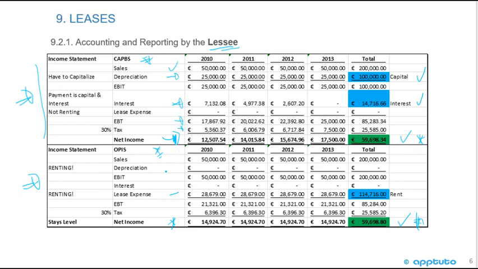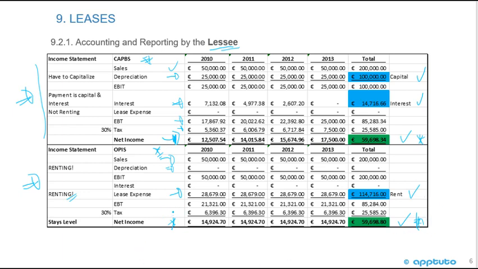Over here if it was an operating lease, I'm going to have the same sales, 50,000 euros, no depreciation. I don't have the asset on my books, okay? But I'm going to have a lease expense. I'm renting it. And it's going to be the same payment every year, the 28,679. So again, I have the same total, 114,716, and the same net income over time.